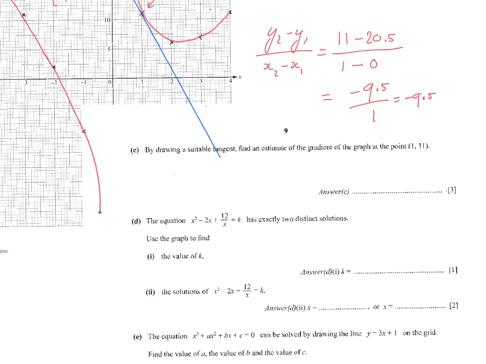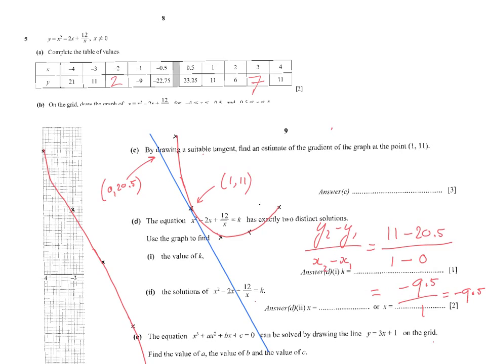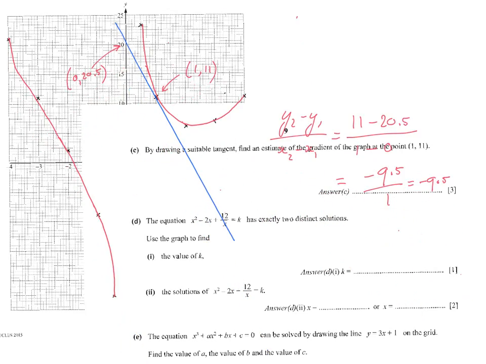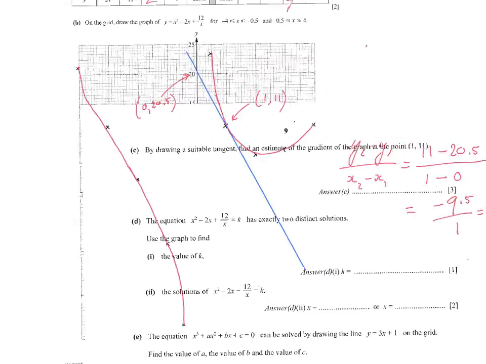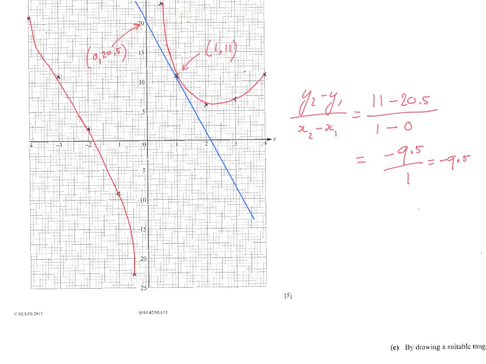Then they say, the equation x squared minus 2x plus 12 over x, and that is our graph, by the way, has exactly two distinct solutions. So exactly two different solutions. Use the graph to find the value of k, of that number. All right, so here we go.